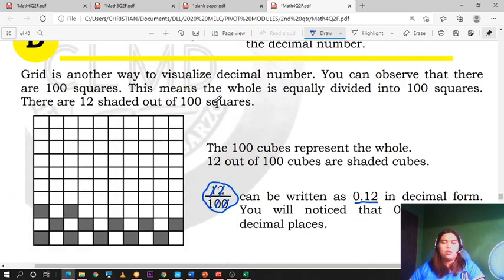Another way is by using a grid. You can observe that there are 100 squares. This means the whole is equally divided into 100 squares. Bilang natin 1, 2, 3, 4, 5, 6, 7, 8, 9, 10, 11, 12. So there are 12 shaded parts in our 100 squares. So 12 out of 100 are shaded.